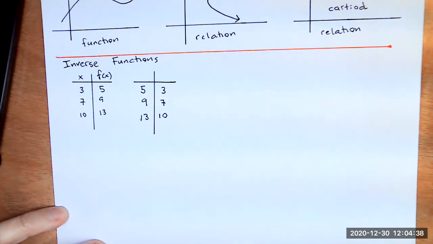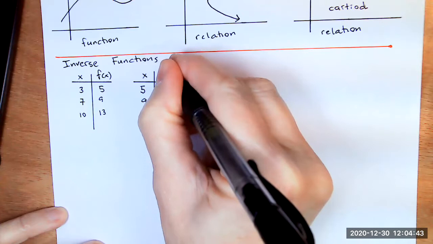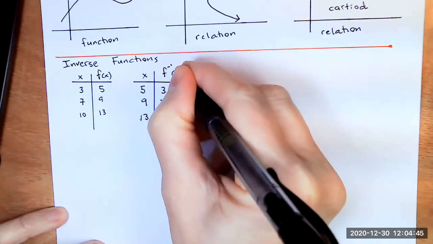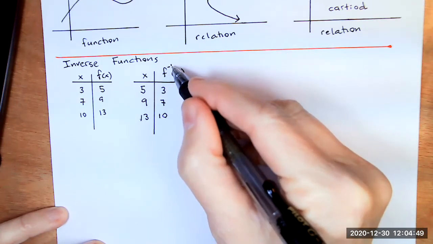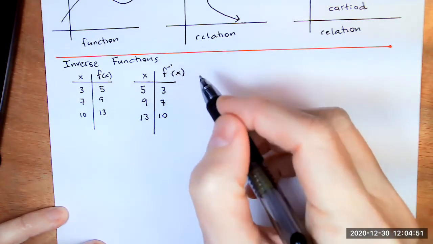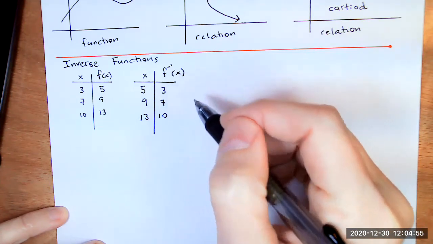The notation for an inverse function is f to the minus 1 of x, which in exponential functions would be a reciprocal, but you definitely don't want to confuse a reciprocal with an inverse.